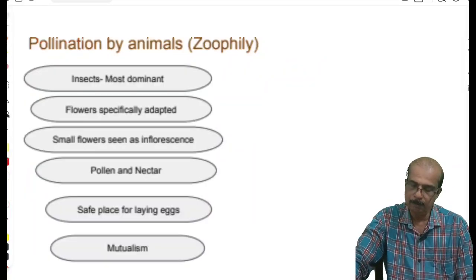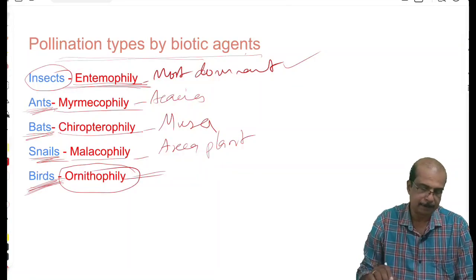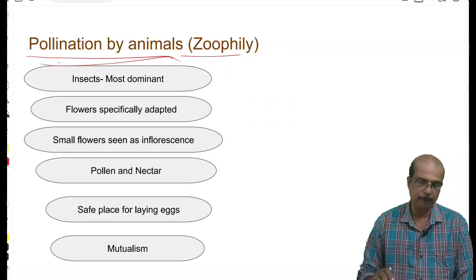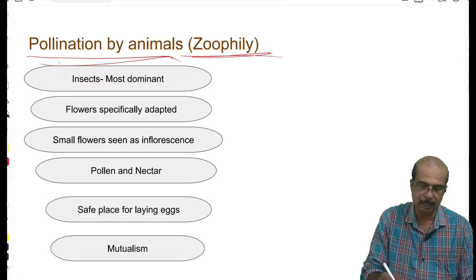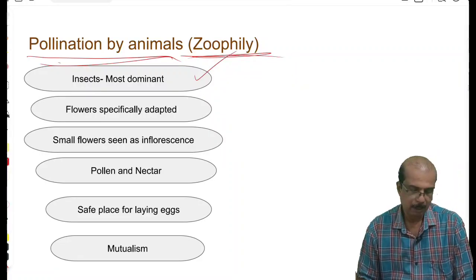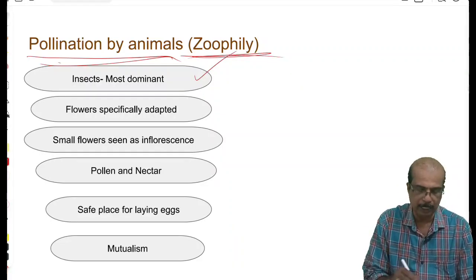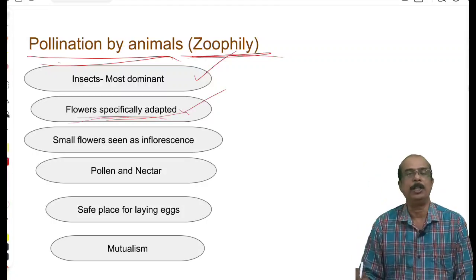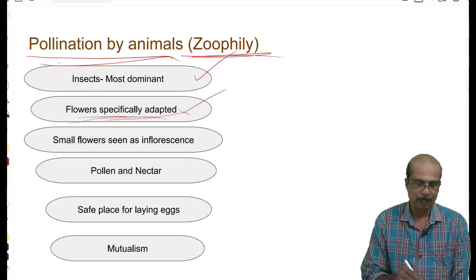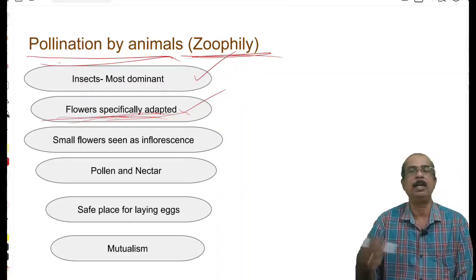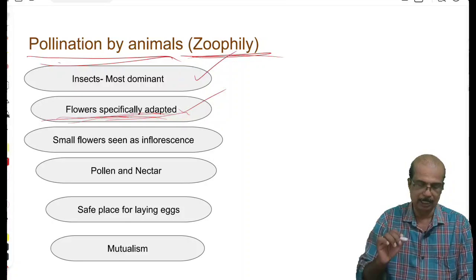Then, what are the details regarding pollination by animals? Pollination by animals is called zoophily. We already said that insects are the most dominant animals that pollinate flowers. In the case of zoophily, the corolla of various flowers is specifically adapted for pollination by insects. So there is an adaptation relationship between pollinating agents and flowers in the case of zoophily.